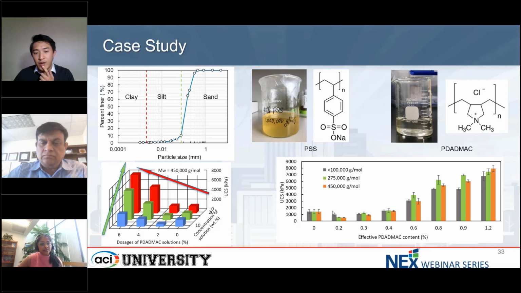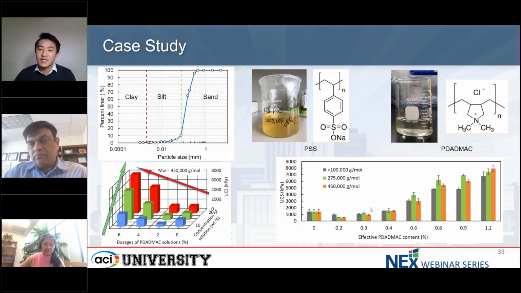The reason why we eventually convert the polymer content to the effective polymer content is that we'll have a threshold of how much polymer we need. In this case, I would say probably 0.6% is okay. Of course, it depends on our target, how much strength we want to achieve. For example, if we want 6,000 kPa, then probably we need 0.8. But if we only want 3,000, then that's 0.6.